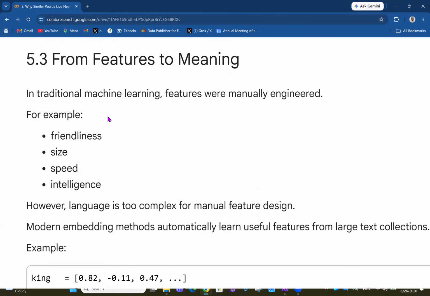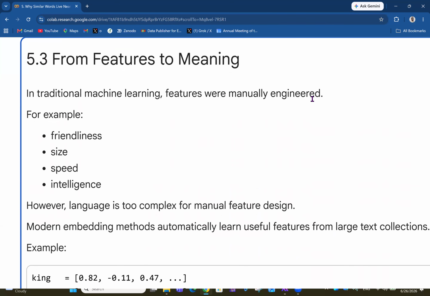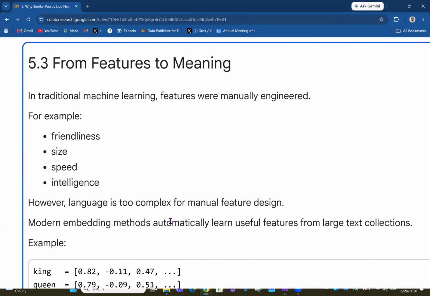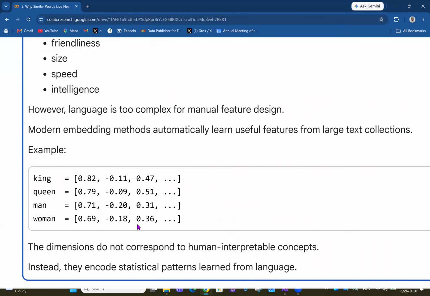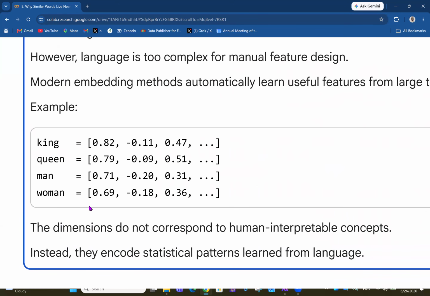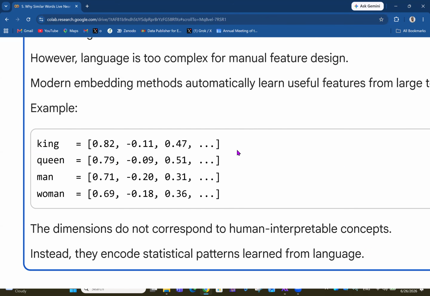Then let's go on and talk about from features to meaning. In traditional machine learning, features were manually engineered, right? For example, friendliness, size, speed, and intelligence. However, language is too complex for manual feature design. So modern embedding methods automatically learn useful features from large text collections. For example, now you can have king to be 0.82, minus 0.11, 0.47. Queen is 0.79, minus 0.09, 0.51, and so on. Man is 0.71. Woman is 0.69.